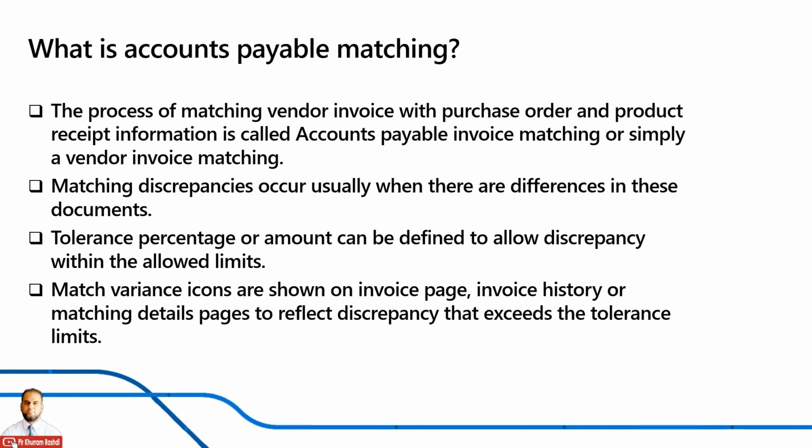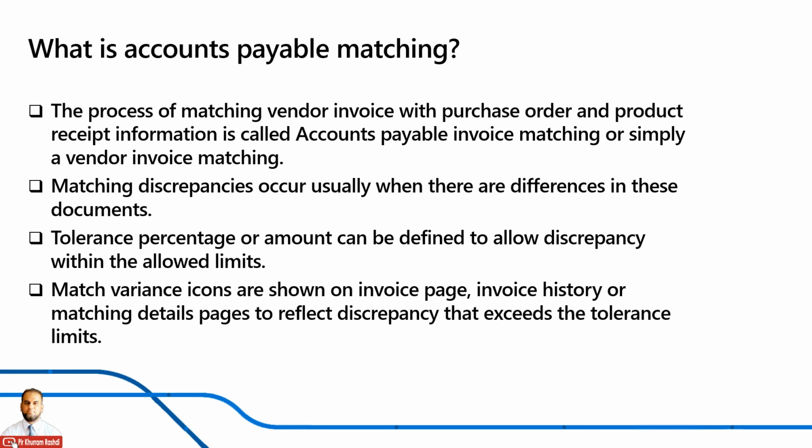It is a process where a vendor invoice is matched to a purchase order and product received information, and that is called accounts payable invoice matching, or sometimes simply vendor invoice matching. Normally there can be discrepancies whenever there are differences in these documents. The purchase order, product receipt and invoice are documents which may not match sometimes due to realities when, for example, the vendor has increased the price, whereas they had committed a certain price at the purchase order level.